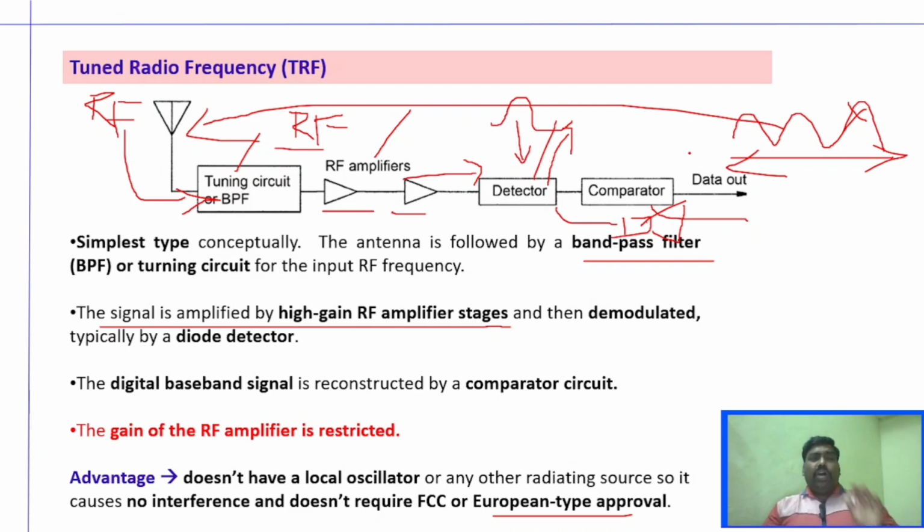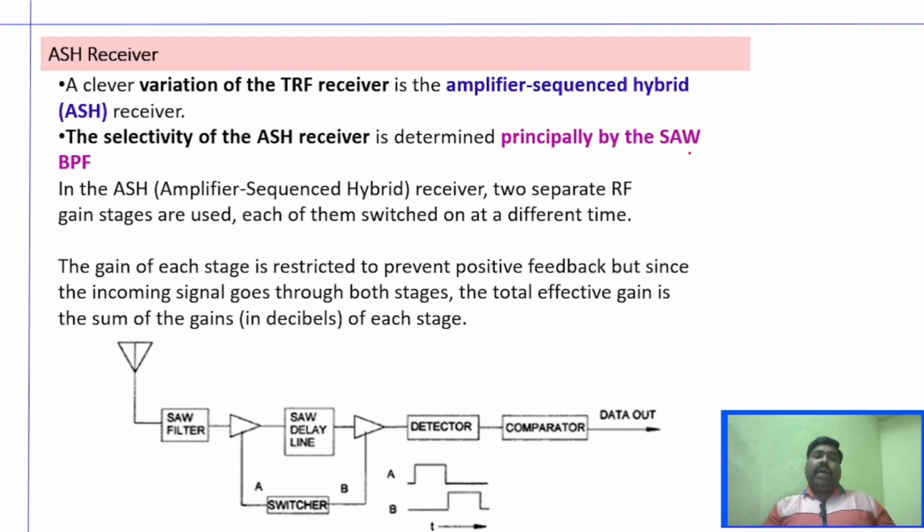And this is about tuned radio frequency receivers. As I said, it is used in short range devices, especially even a wireless mouse. But for this TRF receiver, we have different versions. Another version, a clever version of the TRF receiver, is the ASH receiver, the amplifier sequenced hybrid receiver. The operation is everything the same, but the only difference is that instead of using a band pass filter, we use a SAW filter.